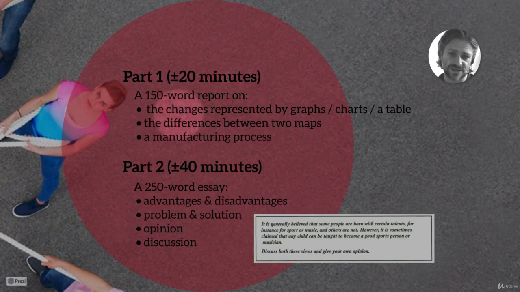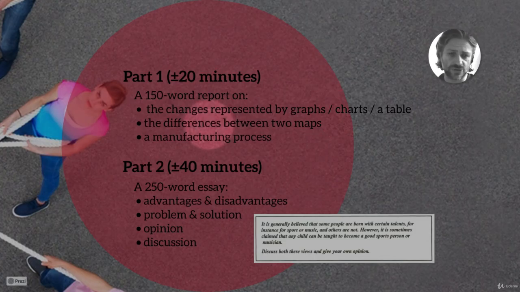Usually it's about graphs, charts and tables, so the changes represented either over a period of time or product sales, all sorts of different things, but they're usually represented by graphs, charts, or sometimes a table. So make sure you understand how graphs and charts work, because if you didn't pay attention in geography class at school or maths class at school, then you're going to have trouble with part 1, because there's a good chance that you'll get a graph or a chart, a pie chart, for example, in this part of the exam.